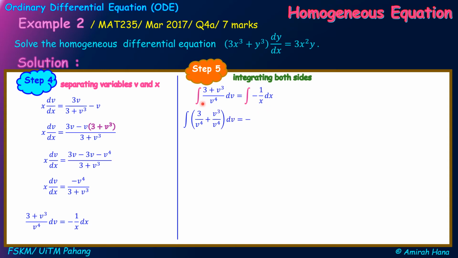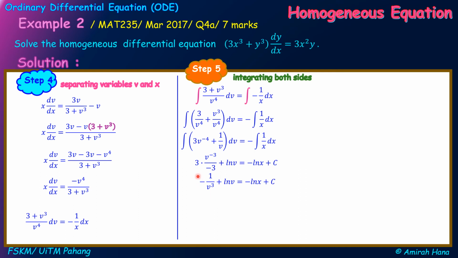From the left hand side, we can separate the fraction. So we have the integration of 3 over v to the power of 4 plus v cubed over v to the power of 4. Then we simplify using properties of indices, so we have 3 v to the power of negative 4 plus 1 over v. Then we can integrate one by one. We integrate 3 v to the power of negative 4, so we have 3 times v to the power of negative 3 over negative 3 using the power rule. Then we integrate 1 over v, and we have ln v using the ln rule. From the right hand side, we move the negative sign outside the integration sign, and when we integrate 1 over x dx, we have negative ln x plus c.